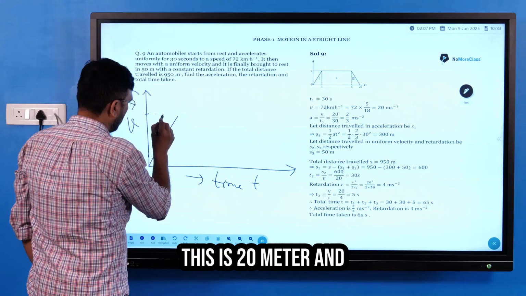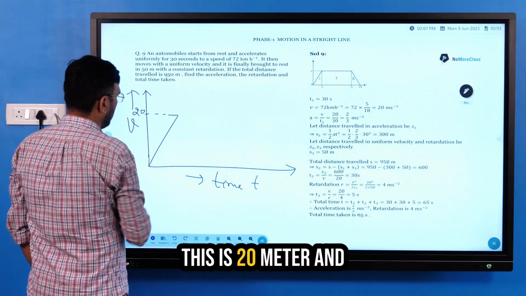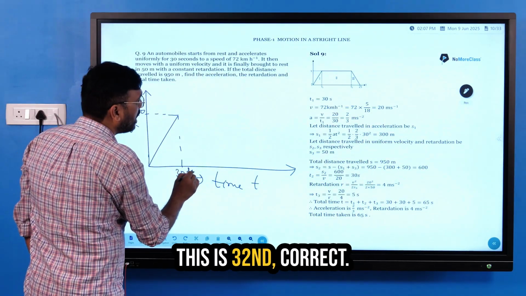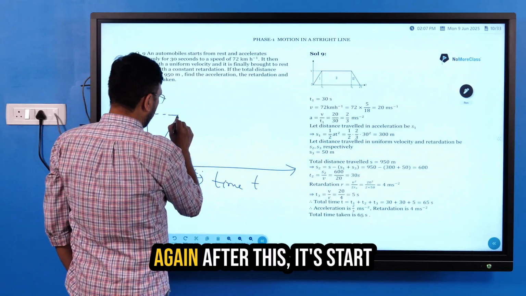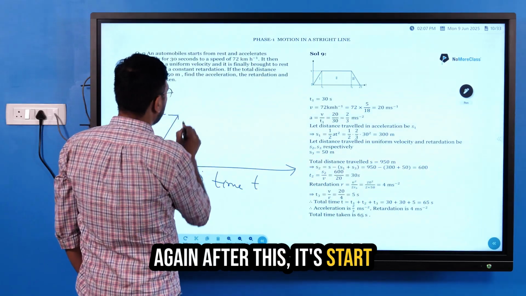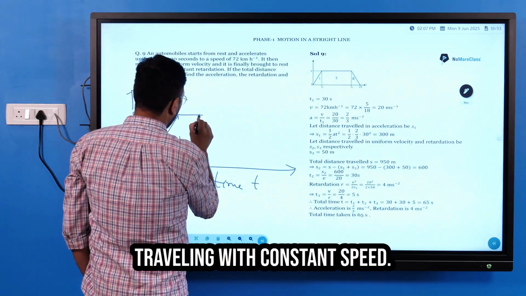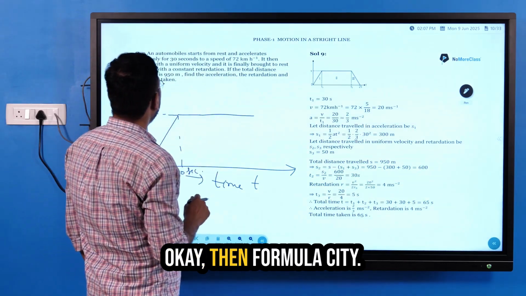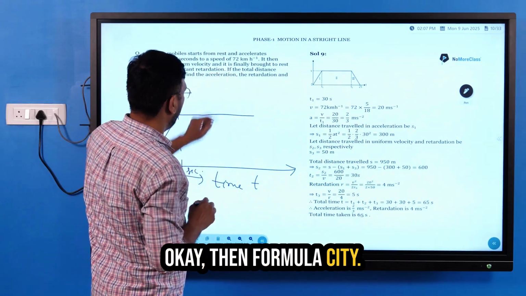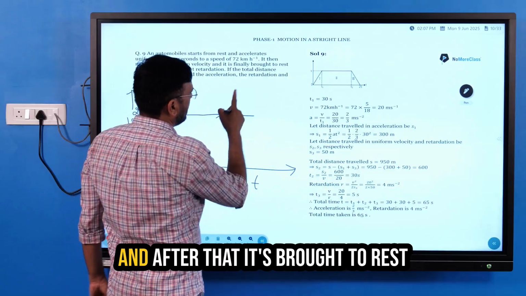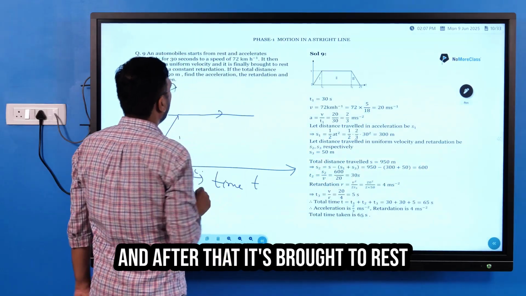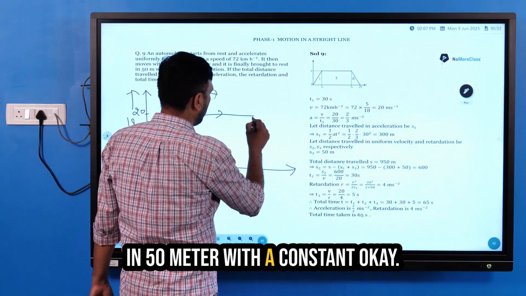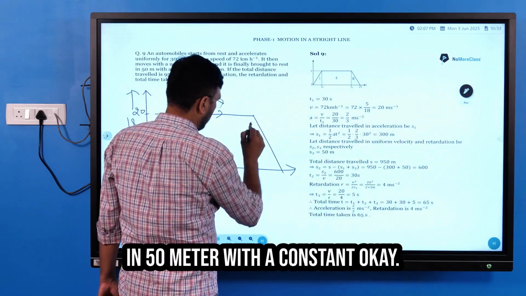This is 20 meters per second, and this is 30 seconds, correct? After this, it starts traveling with constant velocity. And after that, it is brought to rest in 50 meters with a constant retardation.